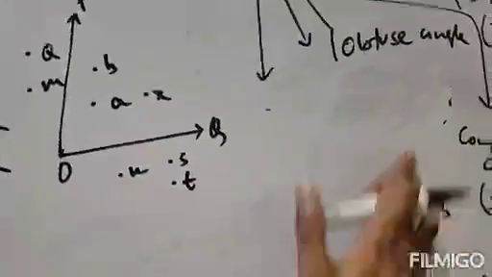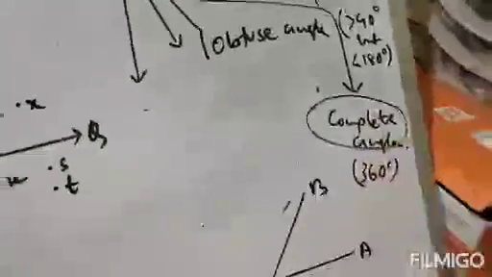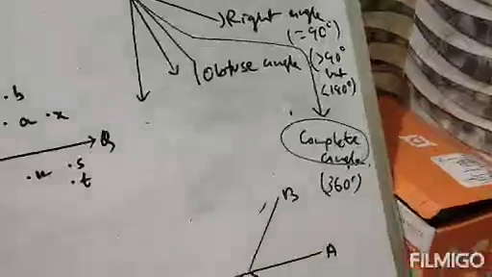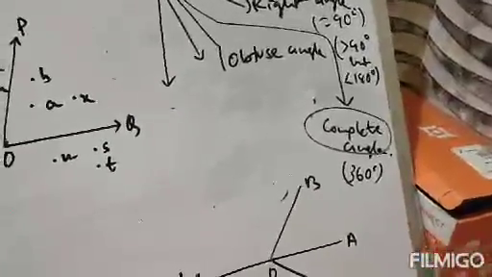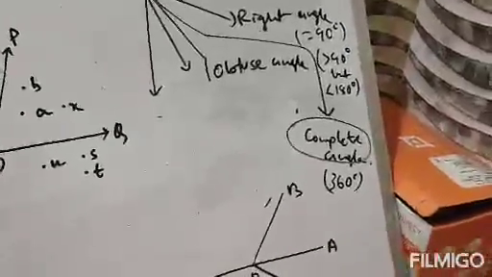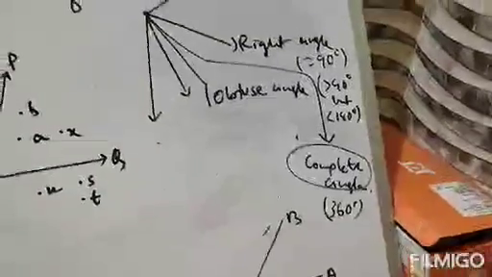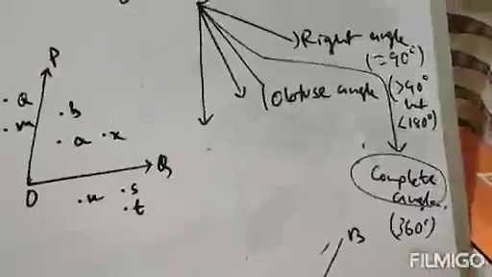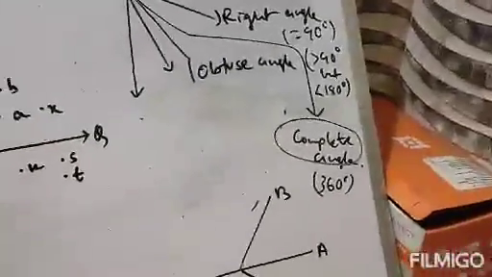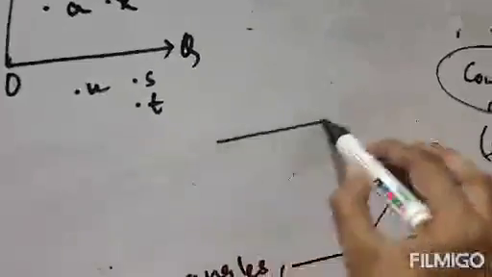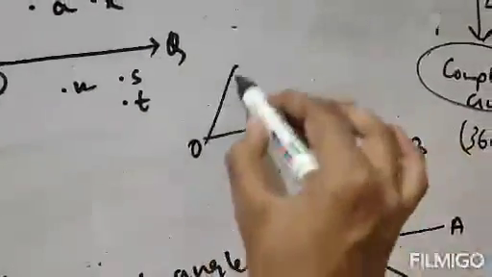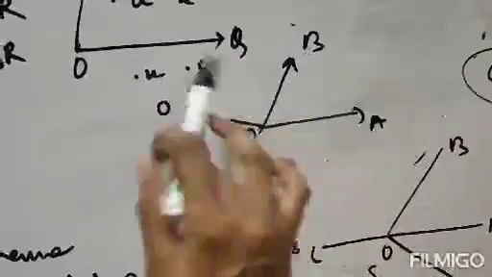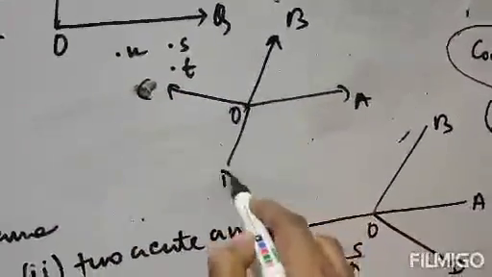Now talking about this complete angle. A complete angle is the angle due to one complete rotation of a ray around a fixed point. Clear? The value of a complete angle is 360 degrees. Suppose it is a ray OA, that is OB, suppose it is OC and this is OD.